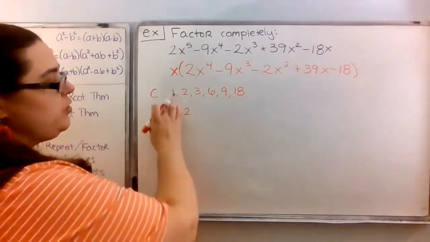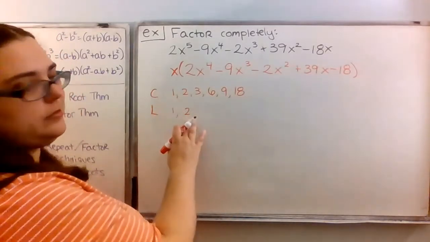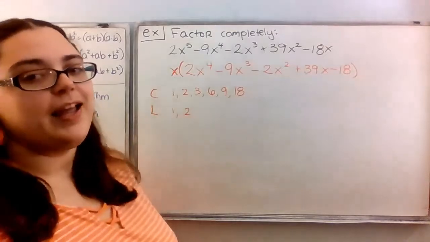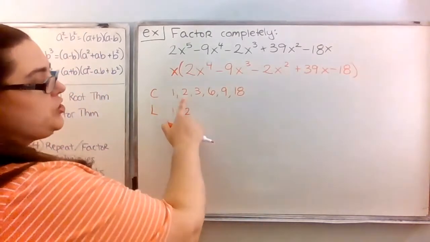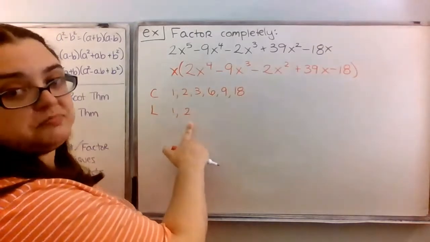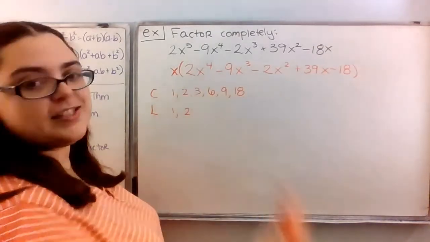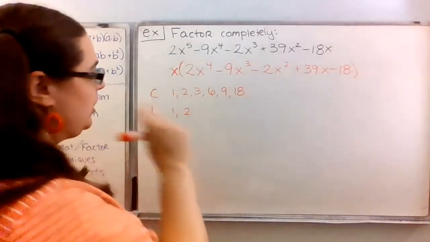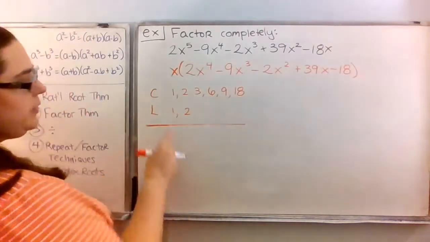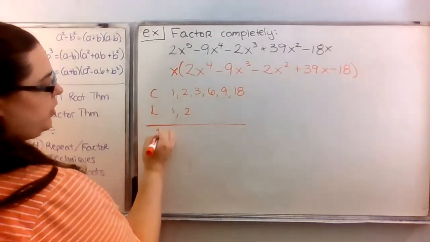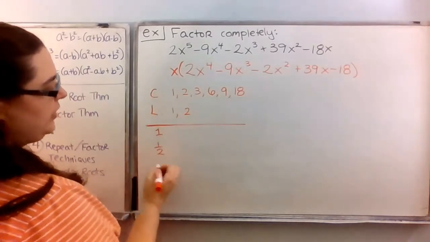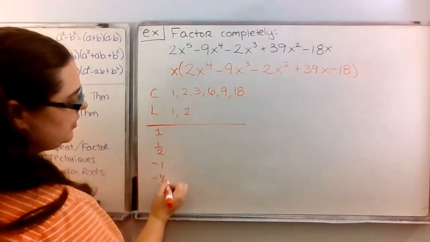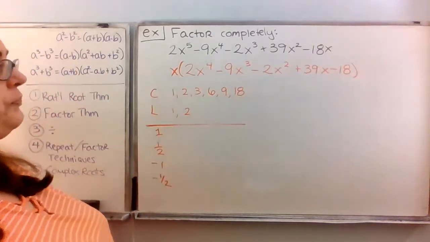So I'm going to find 1 over 1, 1 over 2, and then the negative forms of that. If I find a rational root, awesome. If not, then I'm going to move to 2 over 1 and 2 over 2. And then I'm going to keep repeating until I find a rational root. So to begin with, I've got 1 over 1, which is 1, and 1 over 2, which is a half. And then I also have to check the negatives when I get there.